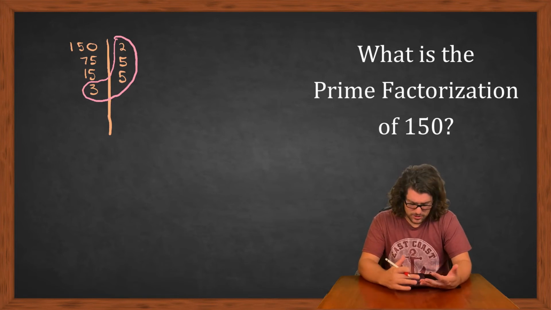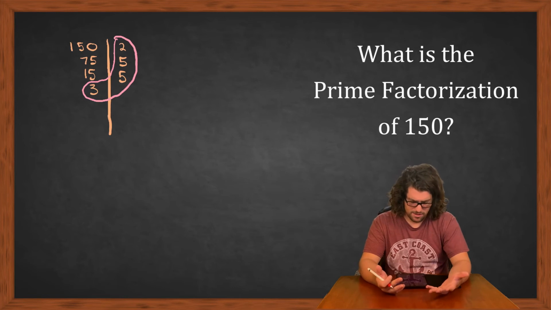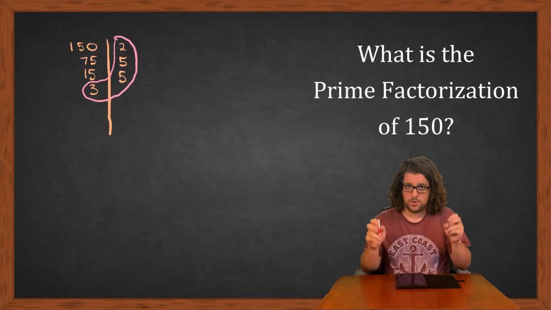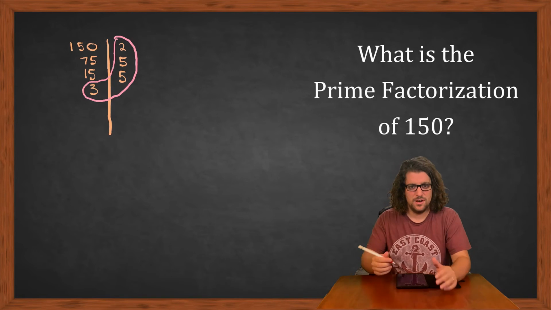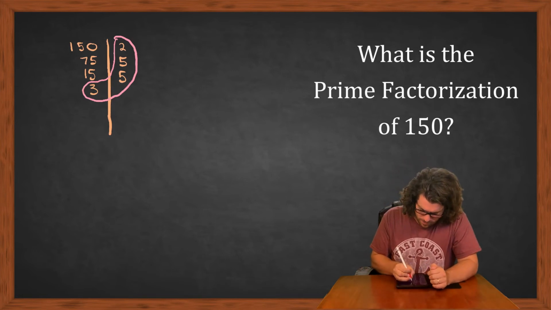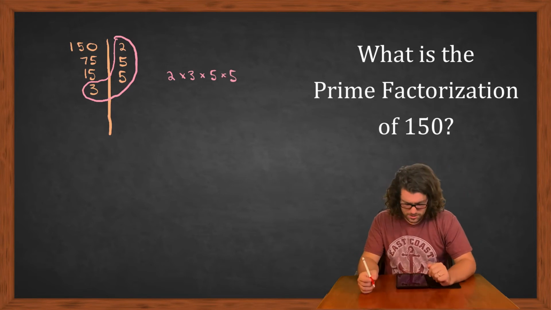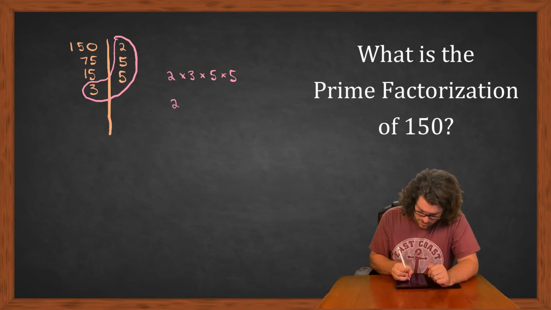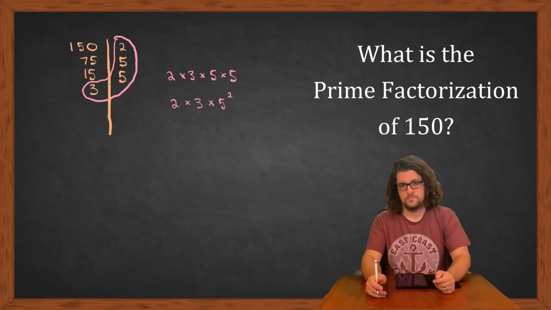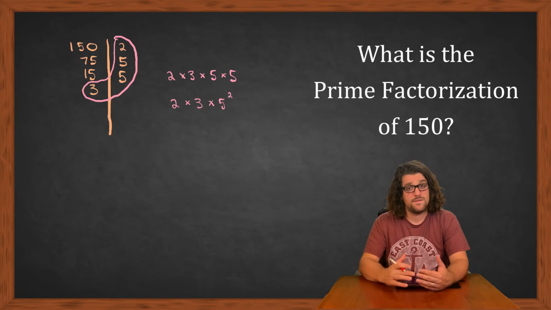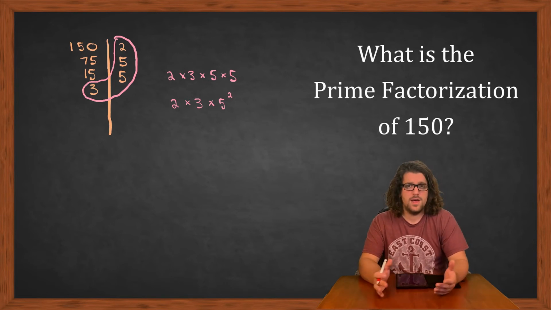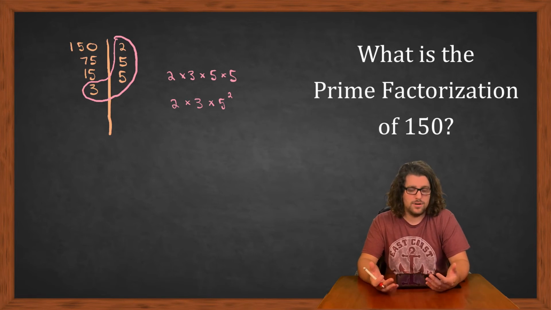So in this case, I had a 2, I had 2 5s, and I had a 3. So if I were to write the prime factorization as an answer, after I found that list of 4, I could write it as 2 times 3 times 5 times 5. I could also choose to write that as 2 times 3 times 5 to the power of 2. So sometimes it's nice, especially if you have a larger group of the same prime, to express the repeated multiplication as an exponent or a power instead.